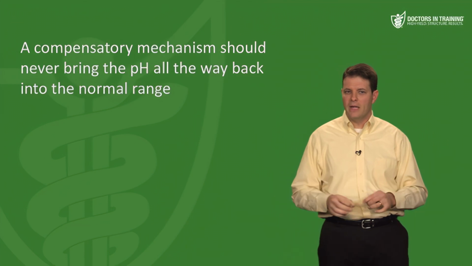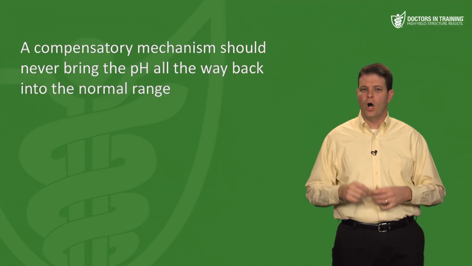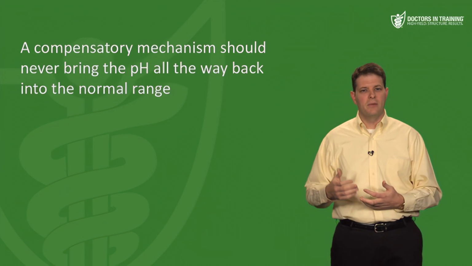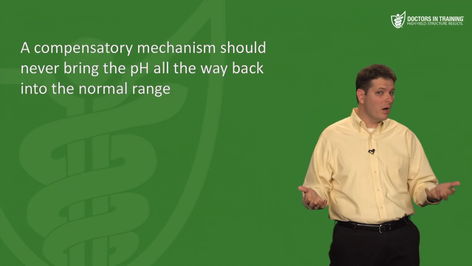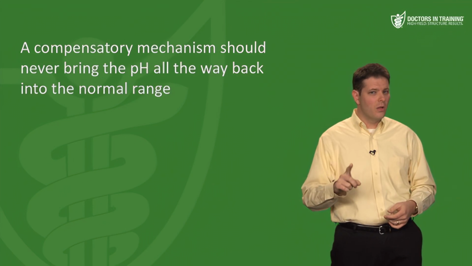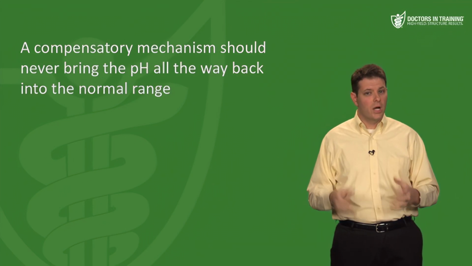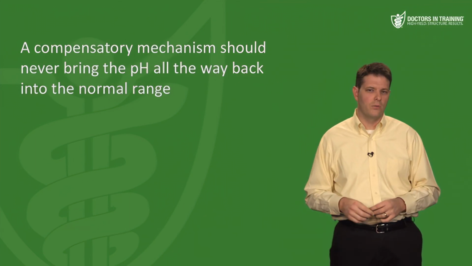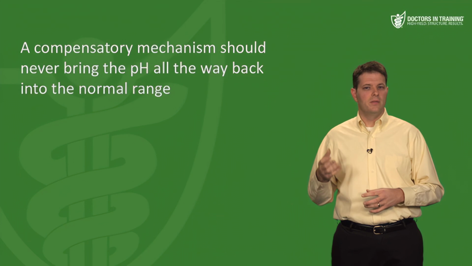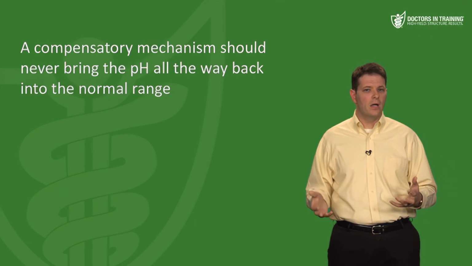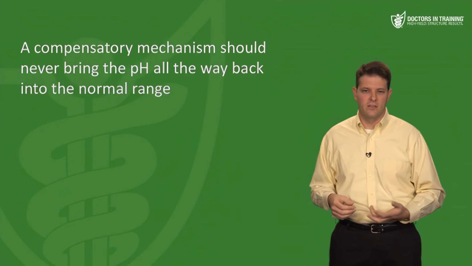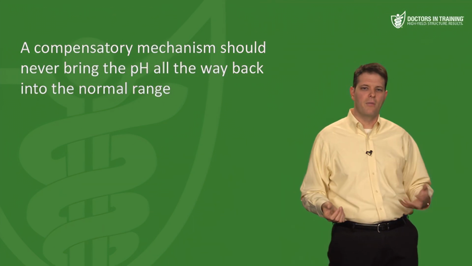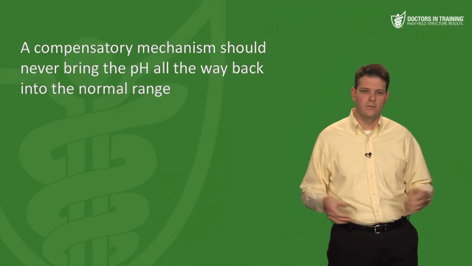But here's the big clue. A compensatory mechanism should never bring the pH all the way back into the normal range. If you start looking at the ABG and you notice that the PCO2 is out of whack and the bicarb is out of whack, but the pH is normal, that's not simply a case of really good compensation. Compensation should never bring the pH all the way back to normal. If the pH is normal, but the PCO2 and the bicarb are both out of whack, you're probably dealing with a mixed disorder where you have both a primary metabolic acidosis and a primary respiratory alkalosis, or whatever.